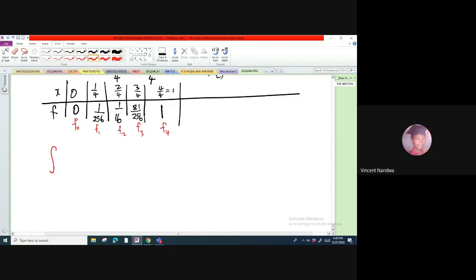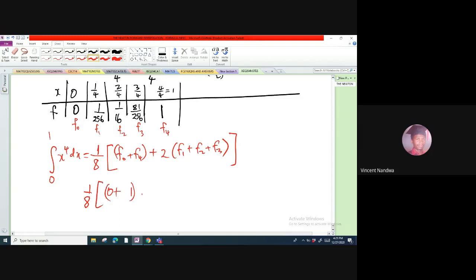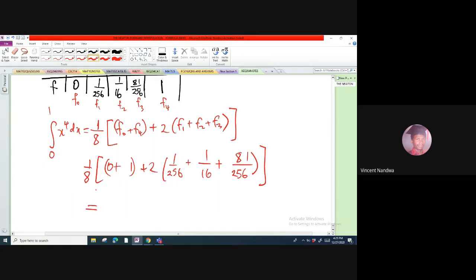So therefore we say the integral from 0 to 1 of x power 4 dx will be given by h, which is 1 over 4, divided by 2, so just 1 over 8, into f0 plus f4 plus 2 into f1 plus f2 plus f3. So we have 1 over 8 into 0 plus 1 plus 2 into 1 over 256 plus 1 over 16 plus 81 over 256. Now when you work out this one, you should get 0.2207031.